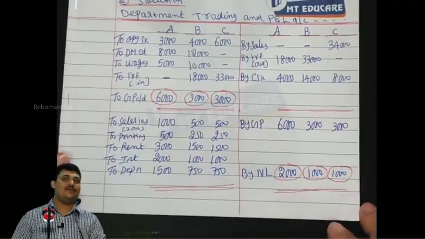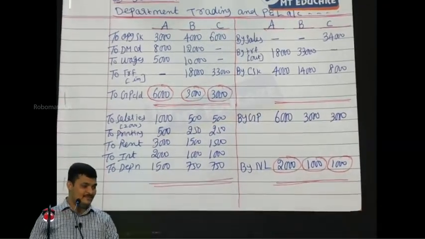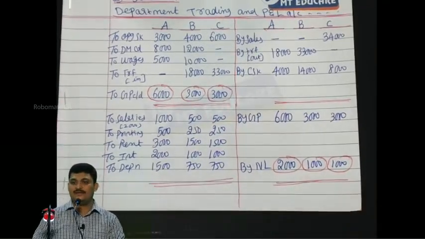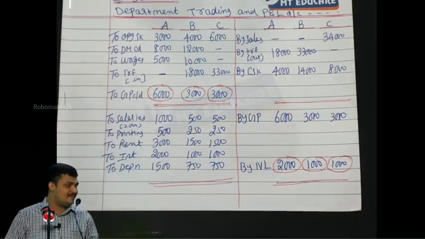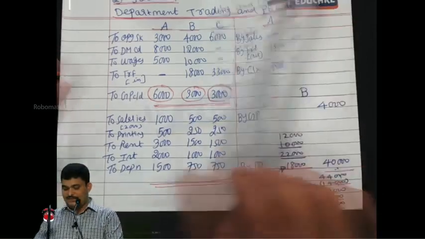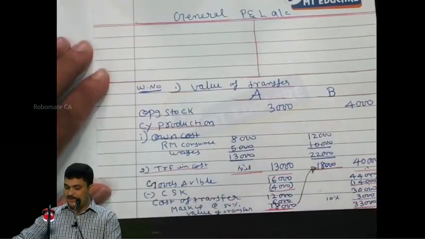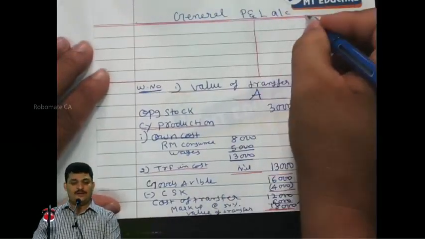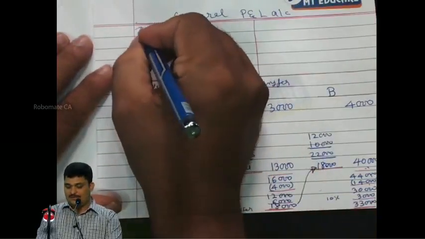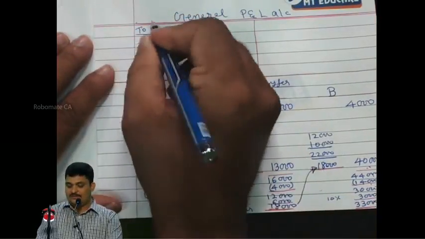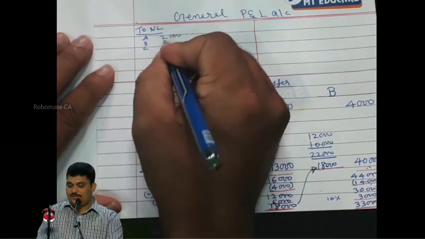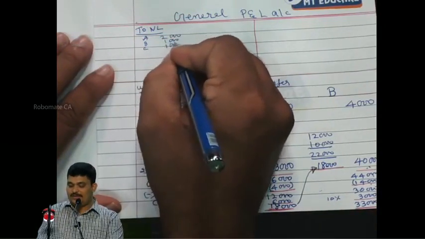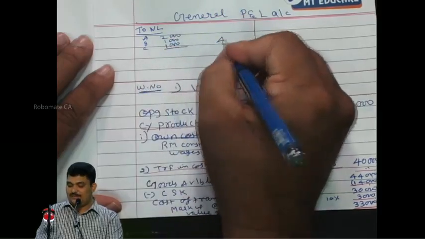Departmental trading and P&L will not have stock reserve. That is to be eliminated. For that purpose only we prepare general P&L. Otherwise there is no need at all. Understood? So let us try that. General P&L. Usually we write by net profit. Here it is: to net loss of ABC 2,000. No separate columns, but just to take the total only I am writing like this.